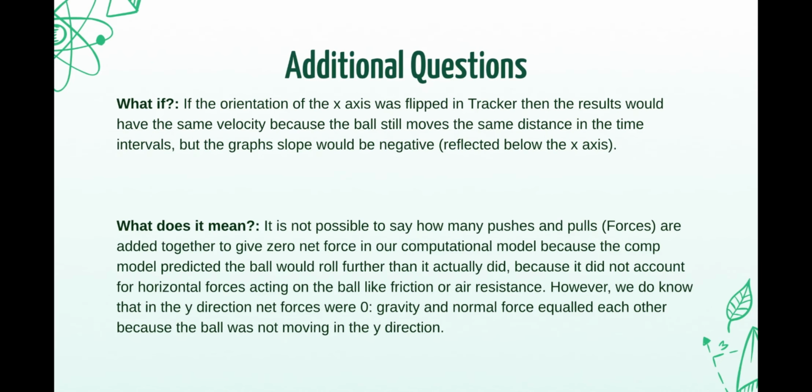And then finally, additional questions. If the orientation of the x-axis was flipped in Tracker, the results would have the same velocity, but the graph would be reflected across the x-axis and just have a negative slope.